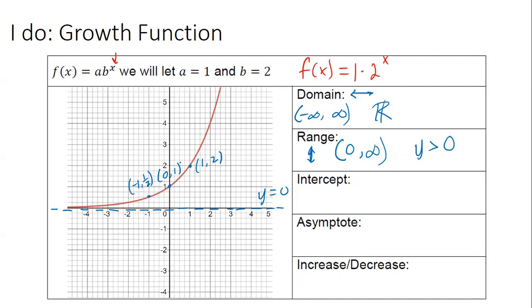Looking at this graph and analyzing it, what is our intercept? The only intercept we have is a y-intercept. There's no x-intercept. There's only a y-intercept, and it's at (0, 1). When you're talking about your asymptote, we have a horizontal asymptote, and the horizontal asymptote is at y equals 0.